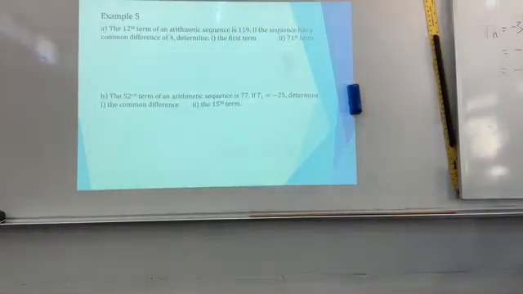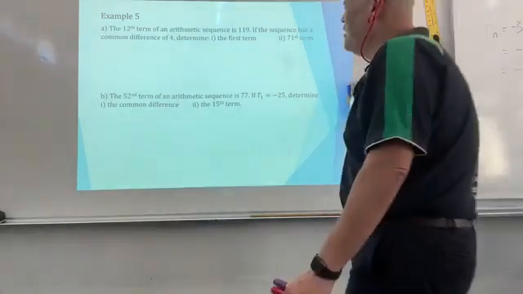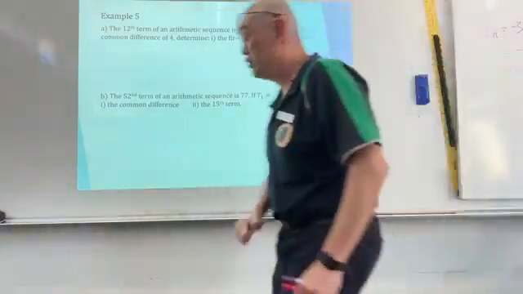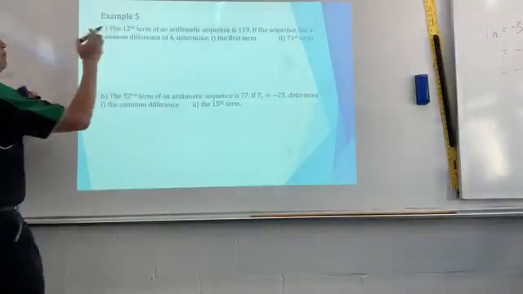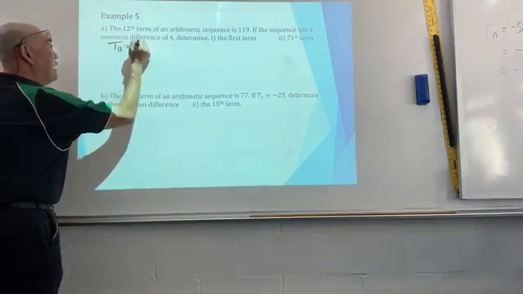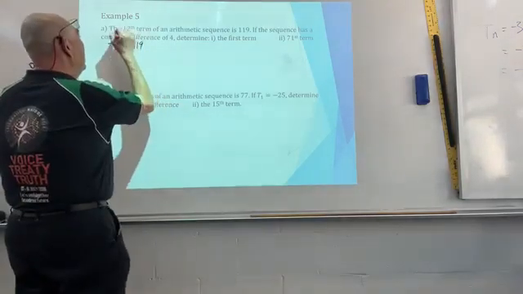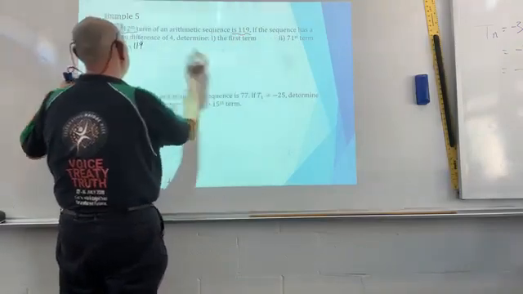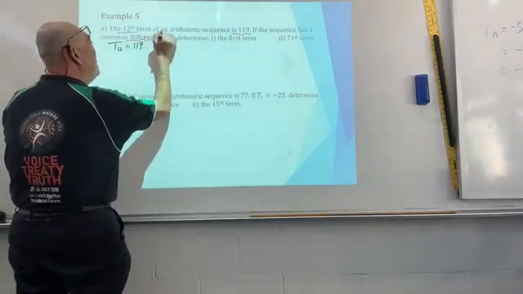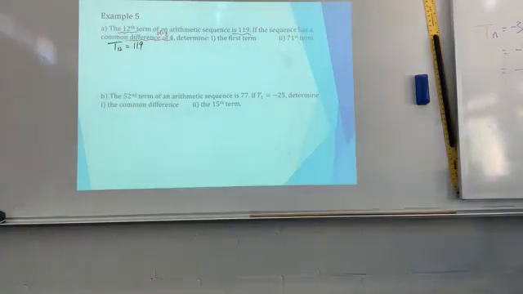Let's have a look at this question. The 12th term of an arithmetic sequence is 119. If the sequence has a common difference of 4, determine the first term and then the 71st term. Wow. I'll show you how to do question A, and then you can try question B. So the 12th term, T12, is 119. Let me highlight first. The 12th term is 119. The sequence has a common difference of 4. D equals 4. Determine the first term and the 71st term.